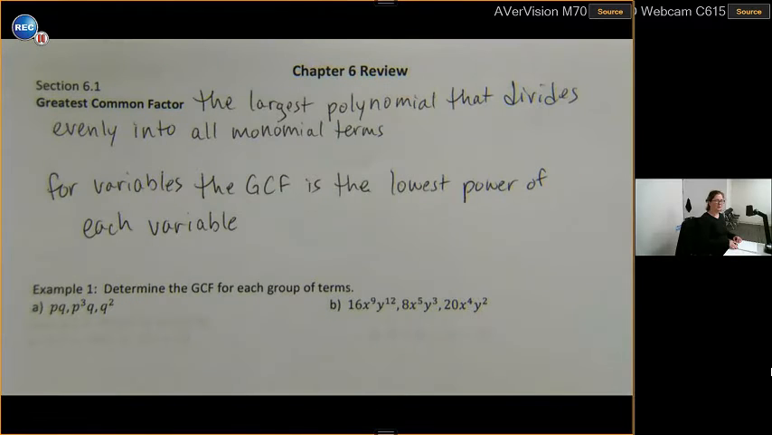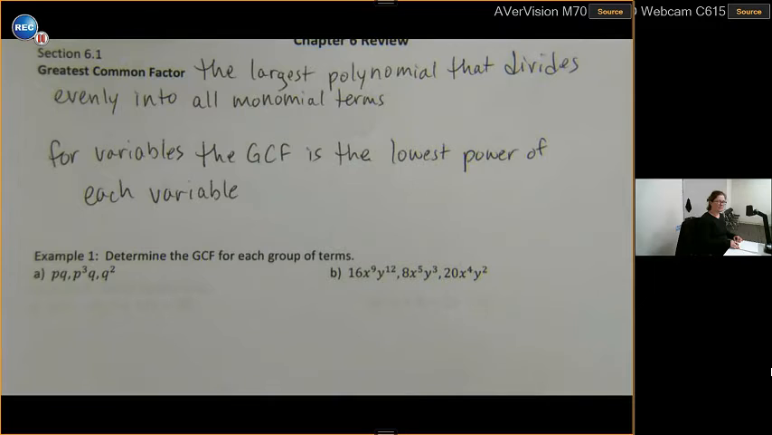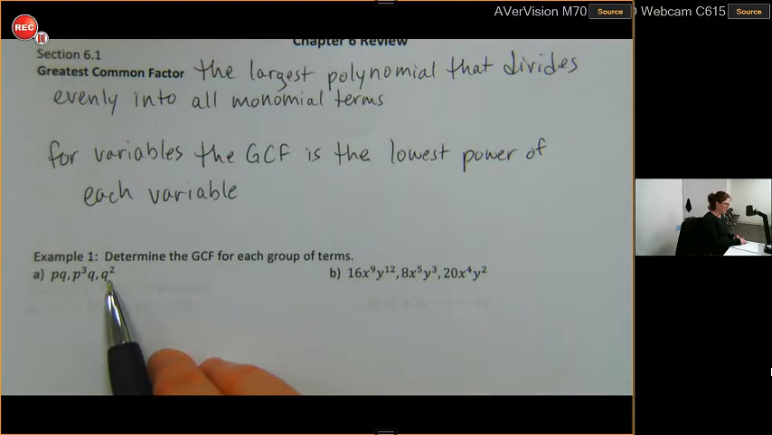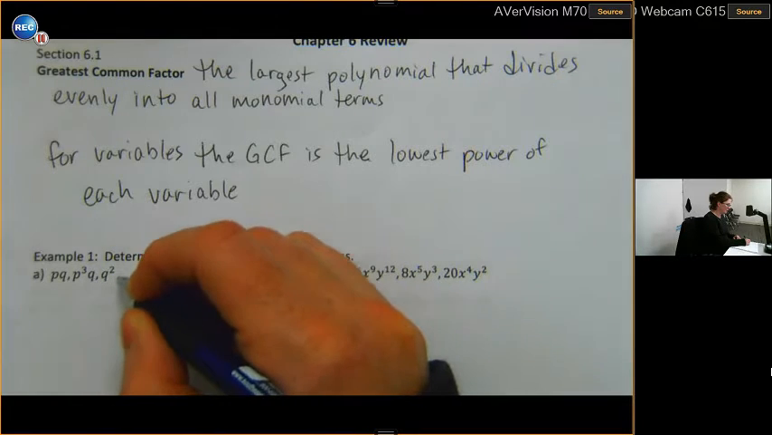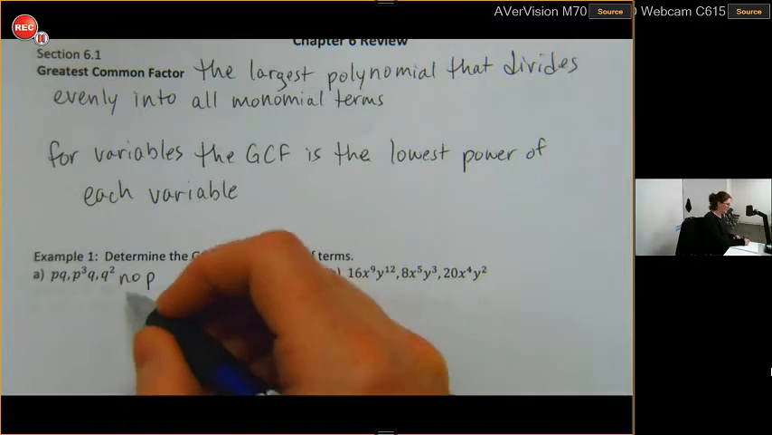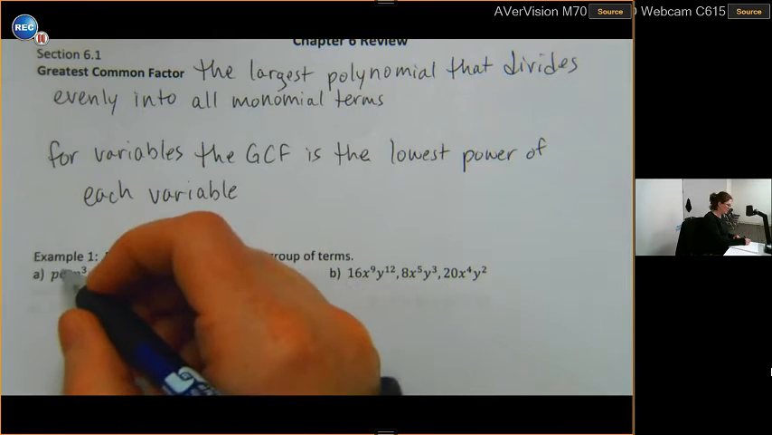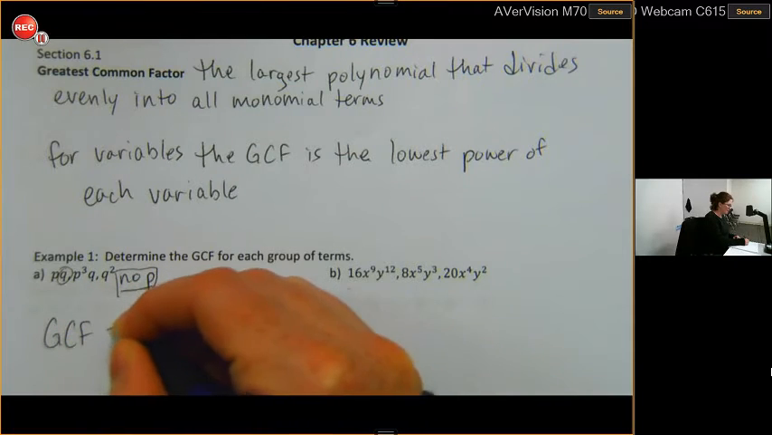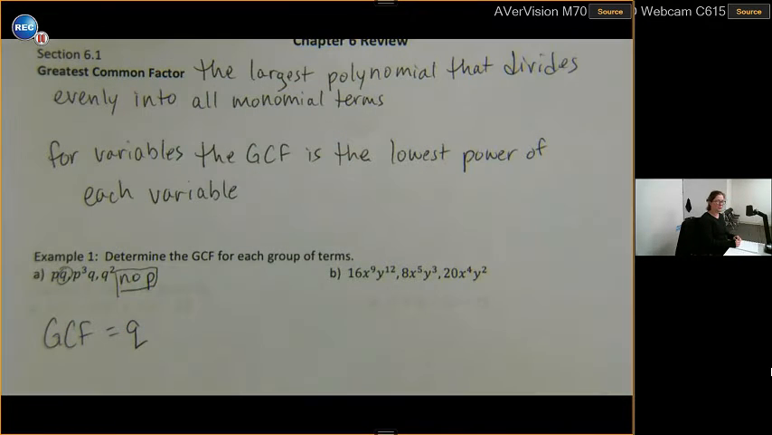So if I'm going to determine the GCF for the following groups of terms, letter A, I have two different variables, P's and Q's, and I'm looking for the lowest power of each. So I have P and Q, P to the third Q, and then just Q squared. My lowest power for the variable P is that there is none on this third term. And then my lowest power for the variable Q is Q to the first, and I can just pick whichever one. So my GCF here is just Q. That's the only expression that they all have in common.